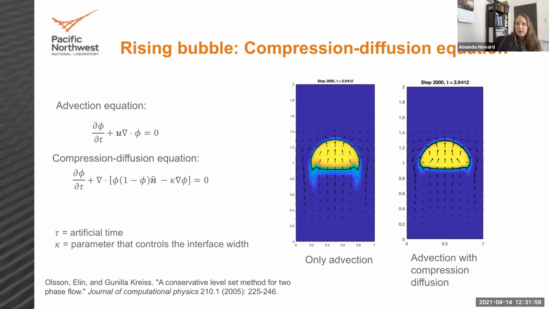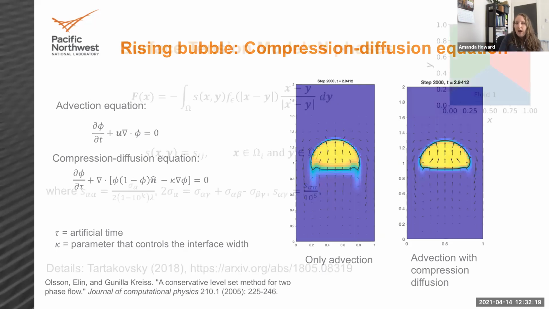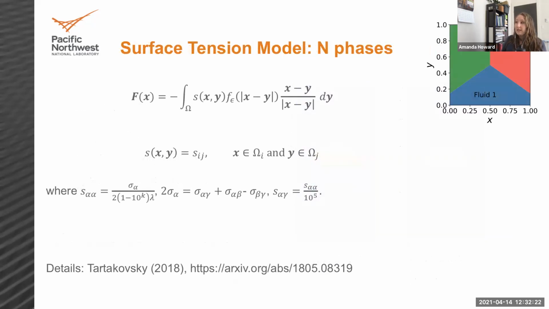So the compression diffusion equation basically makes the front between the two fluids sharper. So it's going to compress this interface towards the center of the bubble. And this gives us this really sharp interface. But up until this point, the compression diffusion equation has only been applied to 2 fluids at a time. And applying it to more than 2 fluids has numerical difficulties. So it's really easy to extend our surface tension model to 3 fluids. The details are on arXiv.